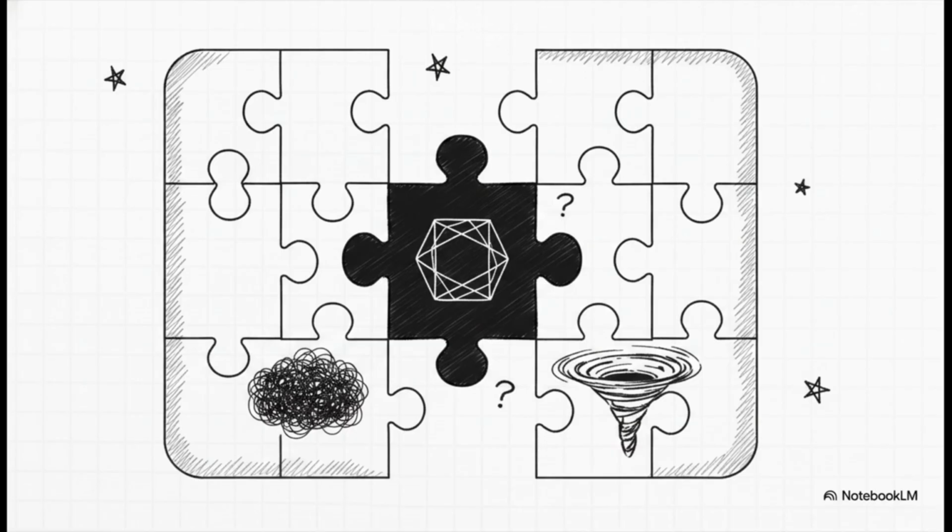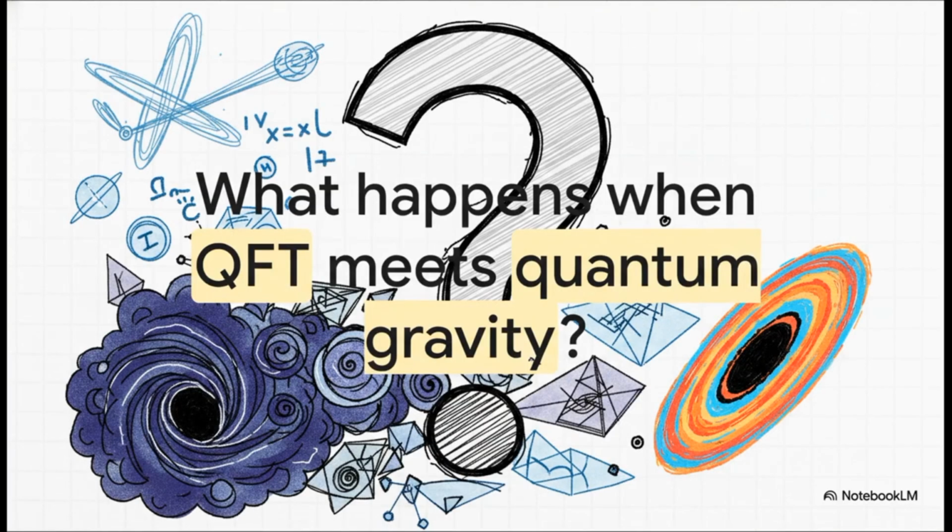Because the graviton has a spin of 2, its coupling constant has negative mass dimensions, and this leads to non-renormalizable infinities. Basically, you would need an infinite number of counterterms just to fix the math, which means the theory completely loses all of its predictive power. Which leaves us with one final, incredibly exciting question to ponder.